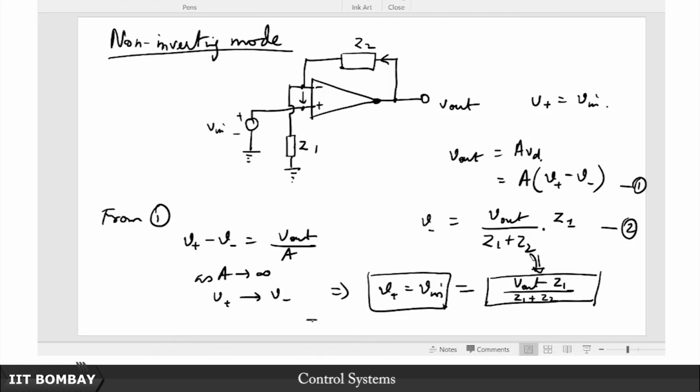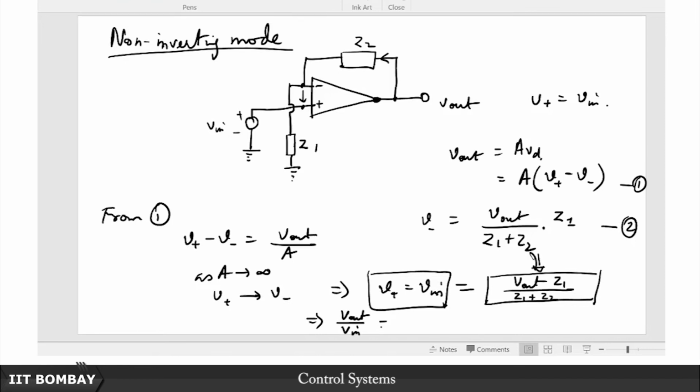So putting these two pieces together, what we then have as a relation between V out and V in is as follows: V out over V in is nothing but Z1 plus Z2 upon Z1, which is nothing but 1 plus Z2 over Z1, okay. That is the relation in the non-inverting mode. So in the inverting mode we had minus Z2 over Z1, in the non-inverting mode you had 1 plus Z2 over Z1.